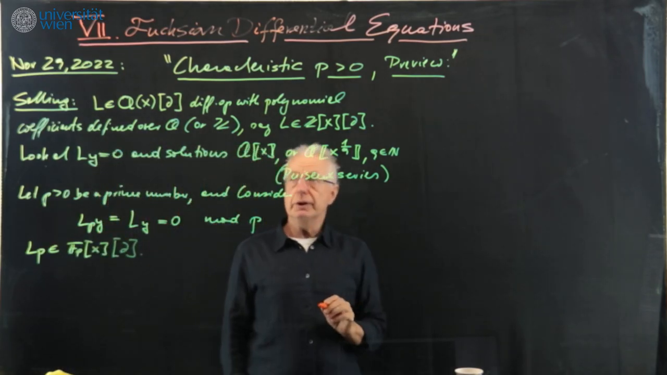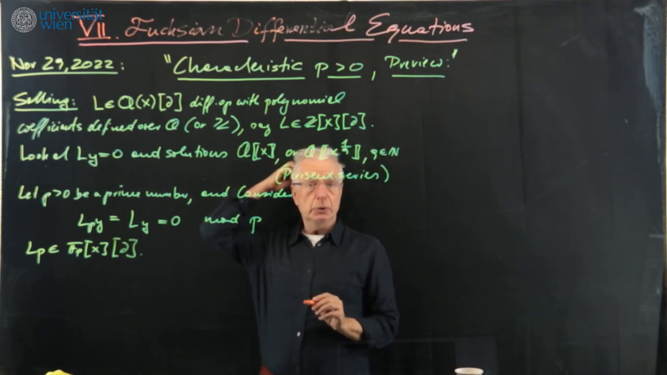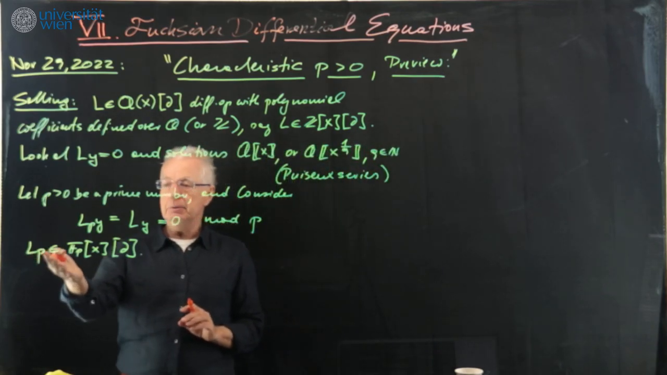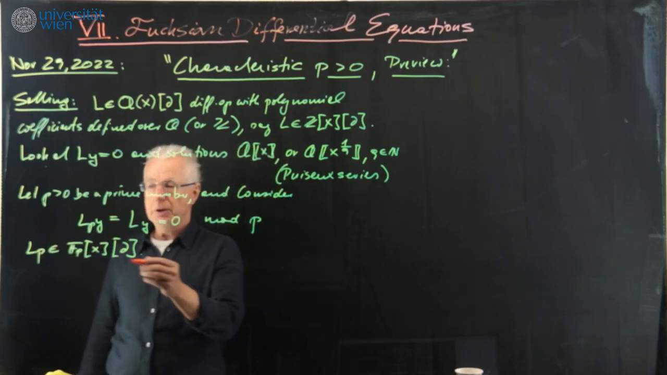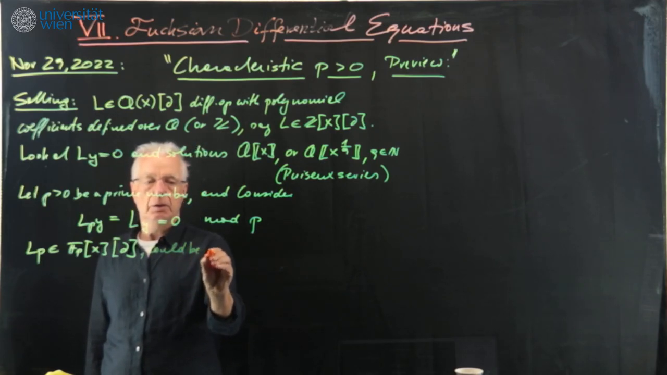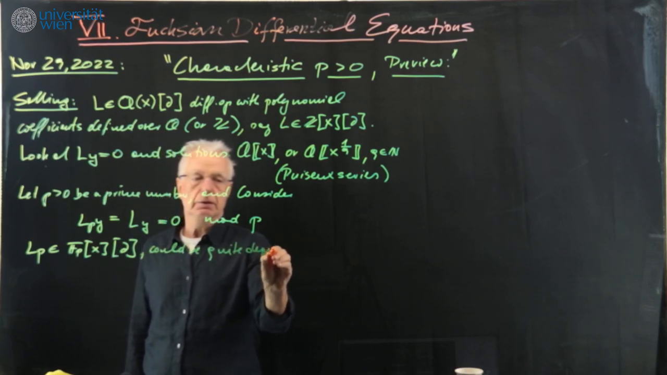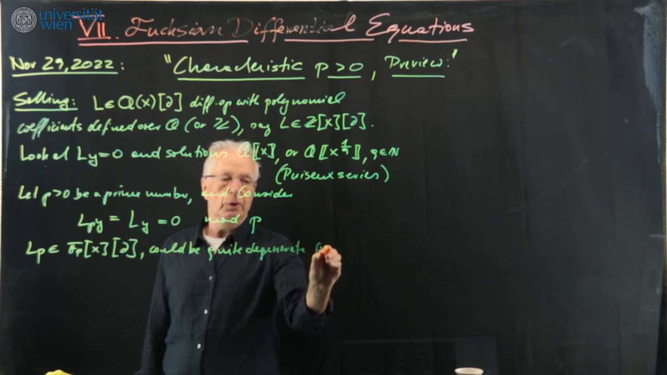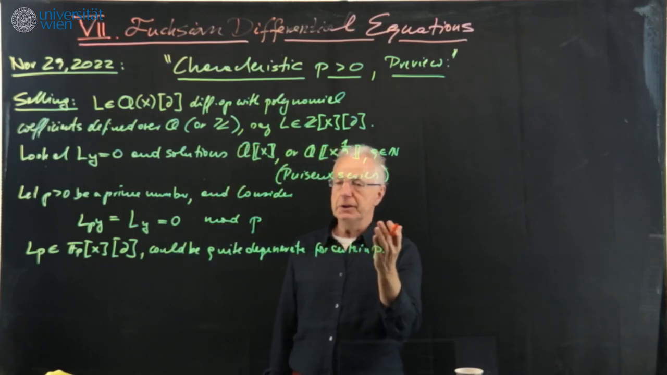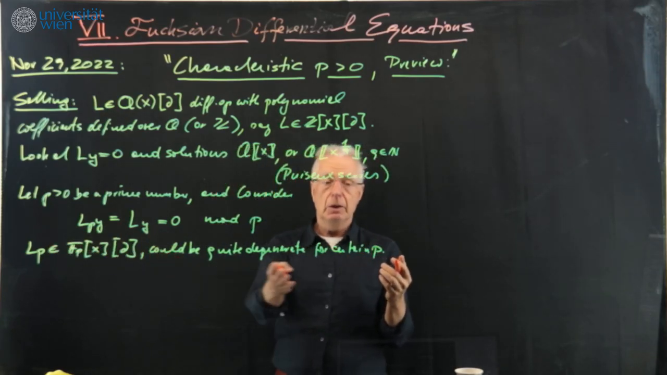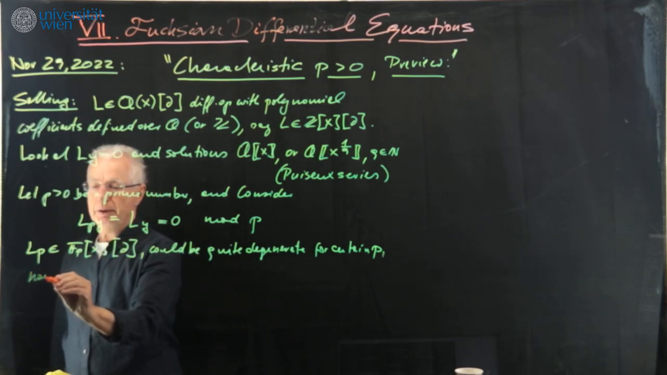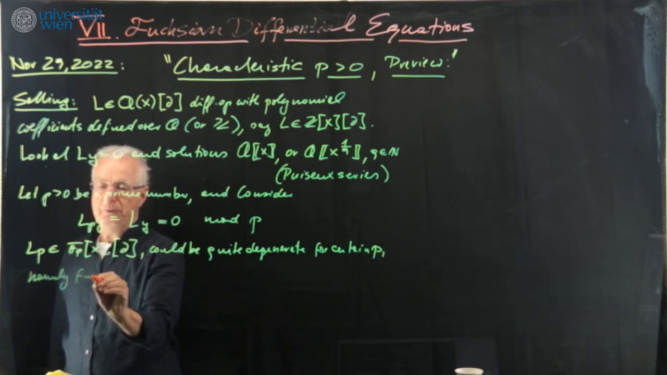Now if you reduce modulo P, many things can go to zero. Everything which is divisible by P will go to zero. So this L_P might be quite degenerate. It could even be identically zero. It could be quite degenerate for certain P. But our feeling is that this degeneration, for instance getting the zero operator, will only happen for finitely many P.